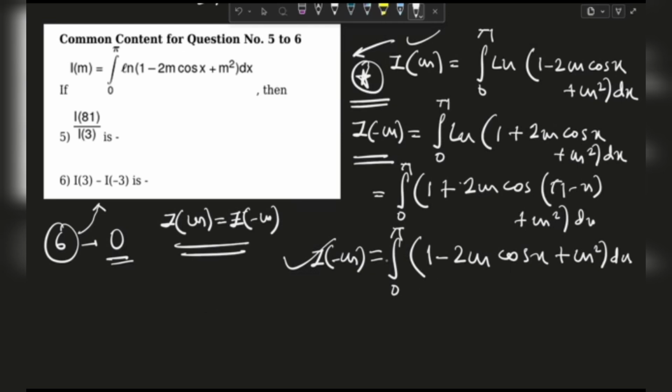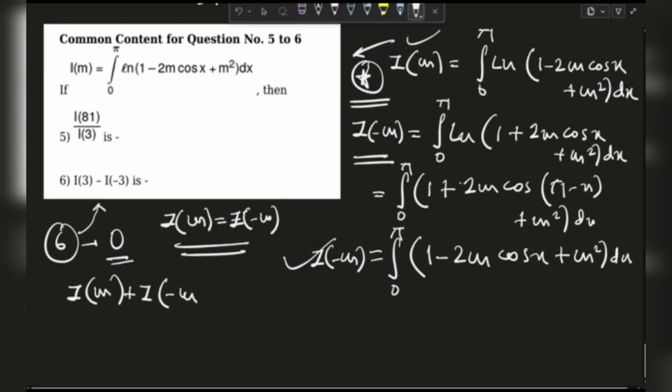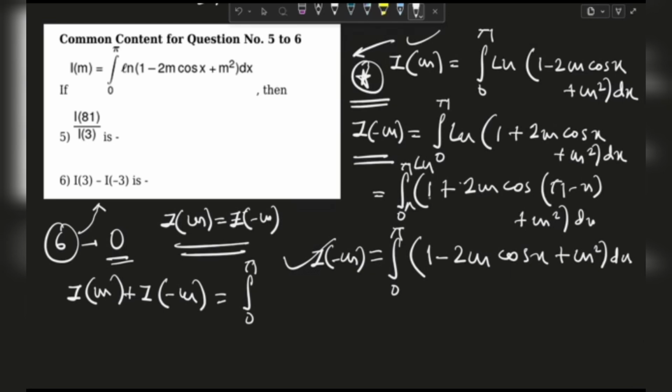Let's proceed with that. So what I will do is, I will add up I of m and I of minus m. That's what we generally do in King's rule. So basically this will become integral 0 to pi, and the ln of this thing, I forgot the ln here, I guess. There is an ln here also and here also. So if we add, we will be adding these two lns, and you know ln a plus ln b is nothing but ln ab.